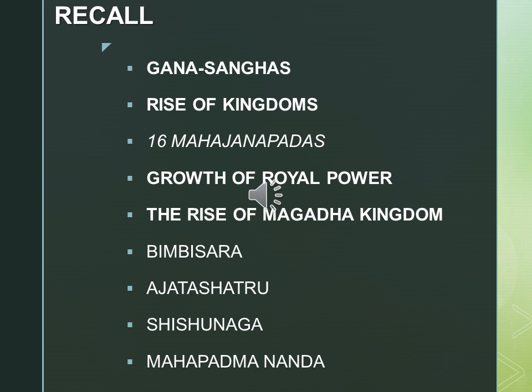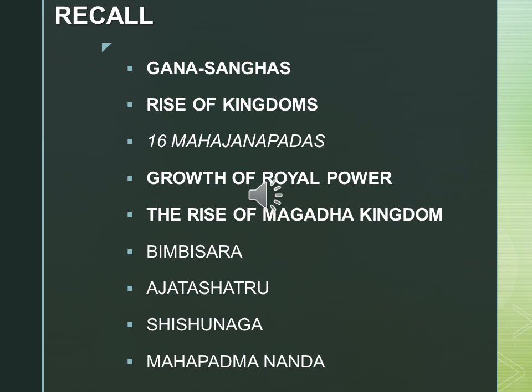So what did we discuss in the last class? We discussed the Ganasanghas. Ganasanghas means the clan oligarchies. That means there were two distinct forms of government at the time of Mahavira and Buddha: monarchical kingdoms and clan oligarchies. So clan oligarchies means the Ganasanghas, ruled by a group of oligarchs. So we have discussed that.